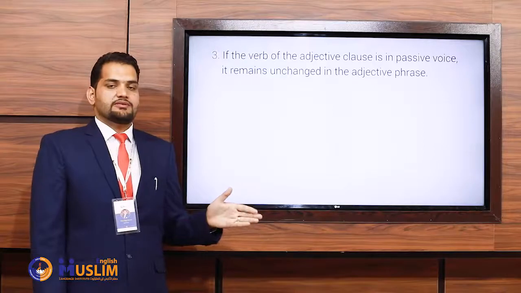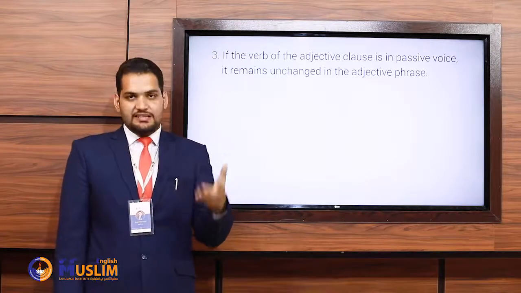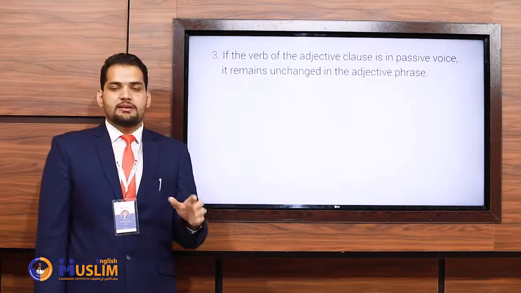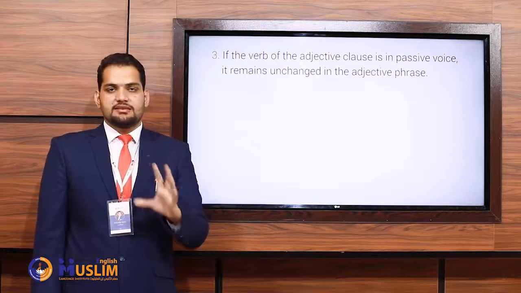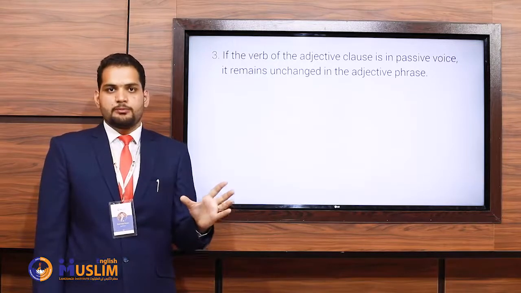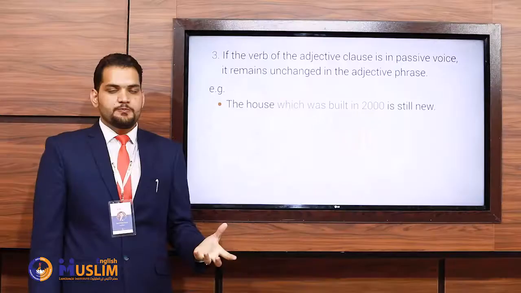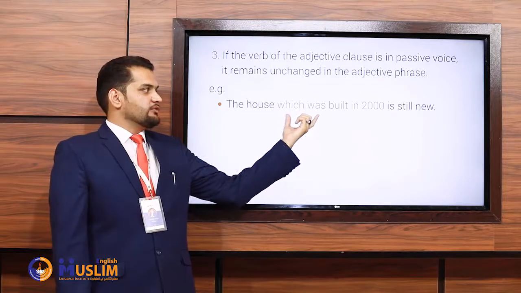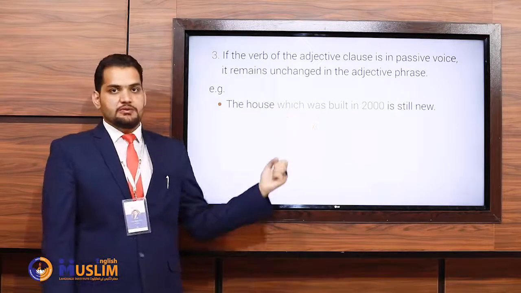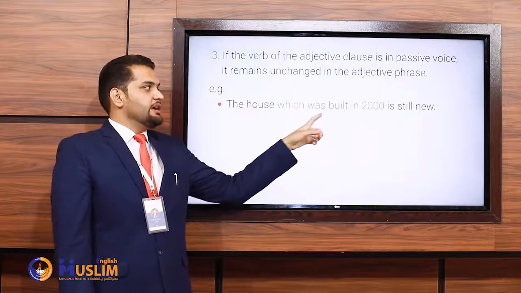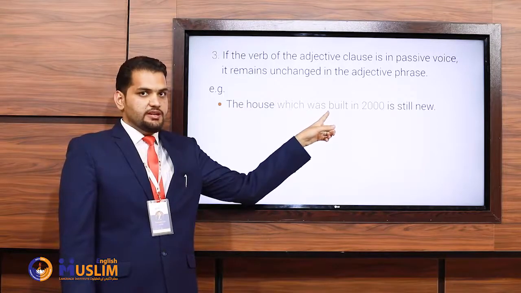So the rules that we have studied up to now are for active voice. Now in passive voice, the verb form remains the same. You cannot change the verb form. For example, the house which was built in 2000 is still new. In this sentence, the adjective clause is which was built in 2000. And if you see, we have used passive voice here.